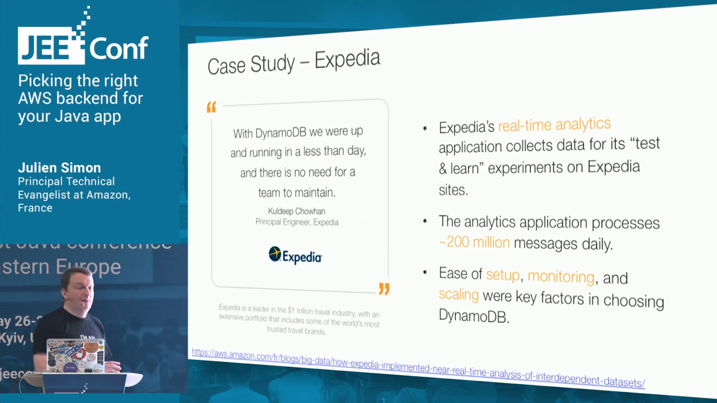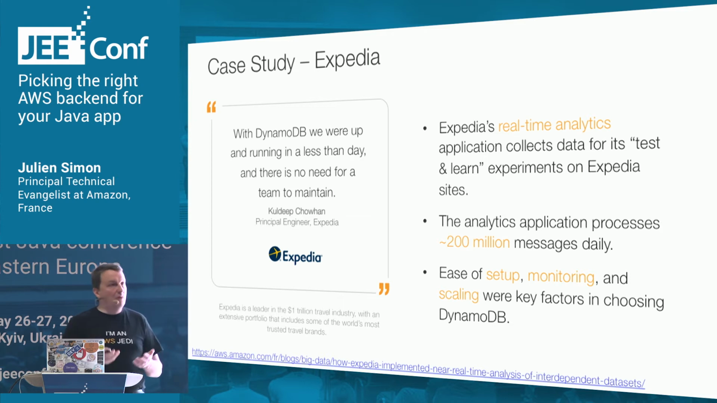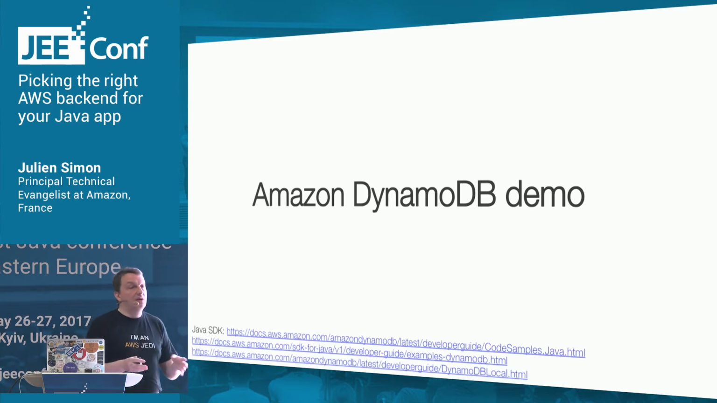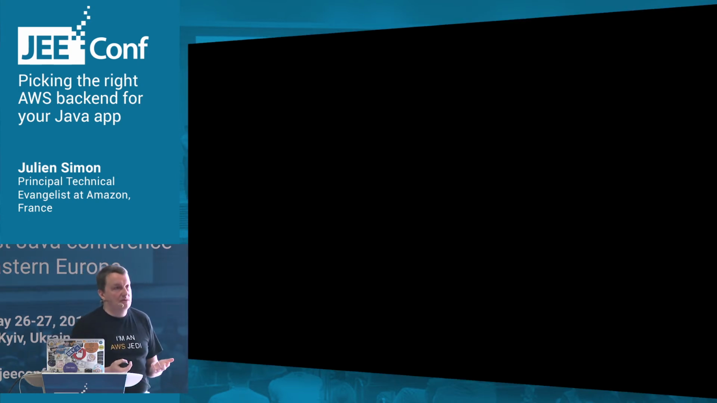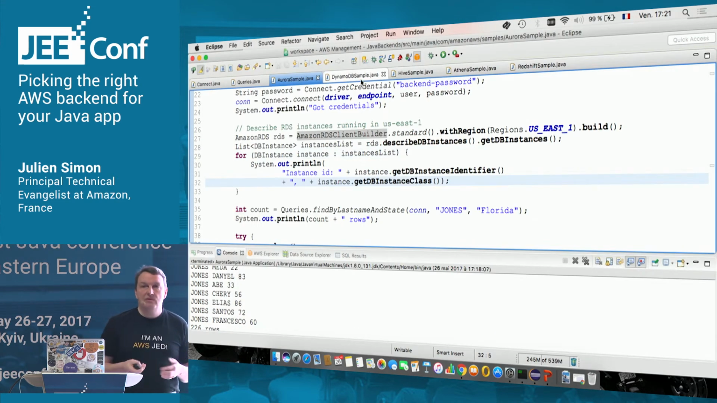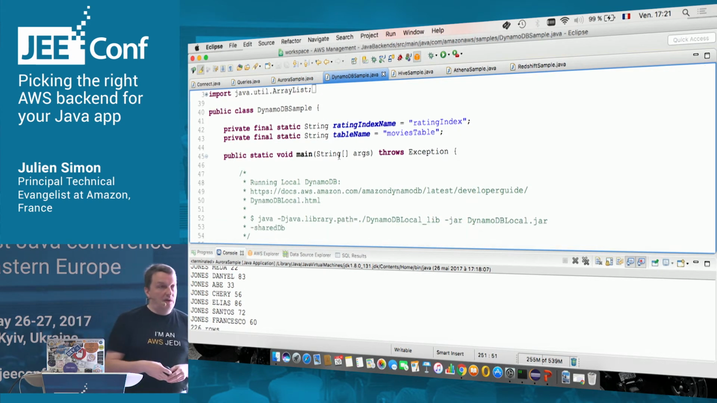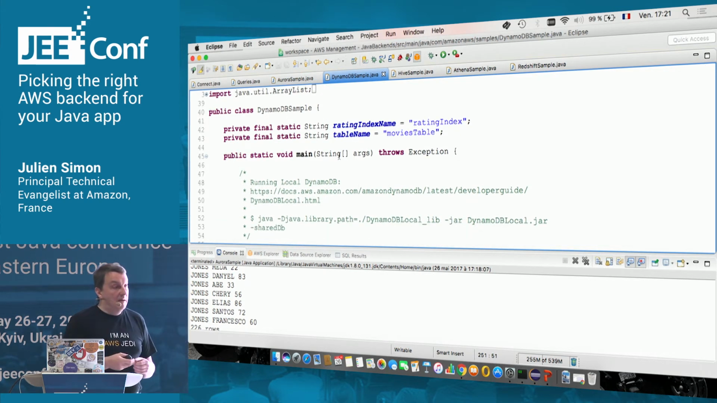So let's look at a customer, for example, Expedia. Everybody knows Expedia, right? They use DynamoDB to run their analytics. All the events that come from all the websites and all the mobile apps go into DynamoDB for real-time processing. It's about 200 million messages a day, so it's a lot of traffic, a lot of data, and it works pretty well for them.